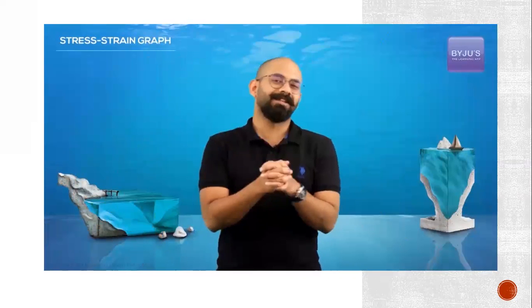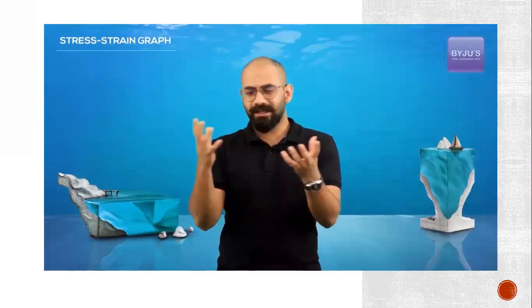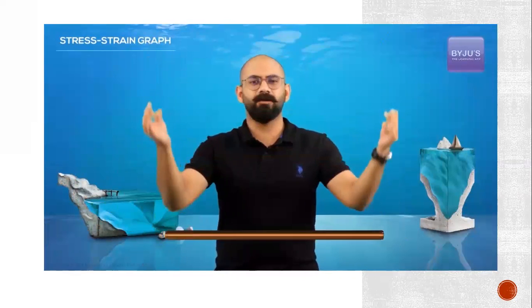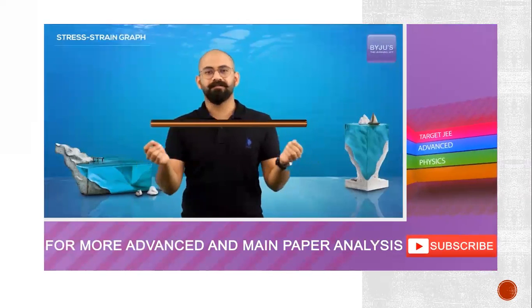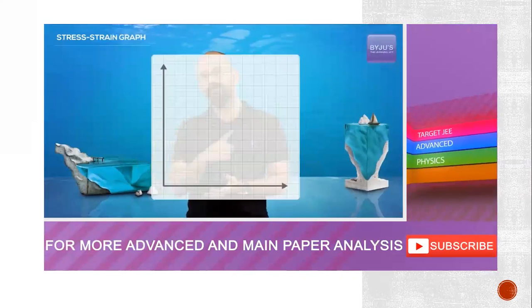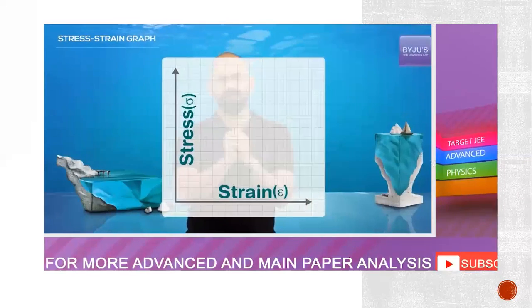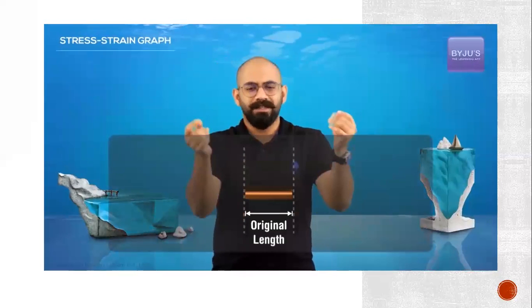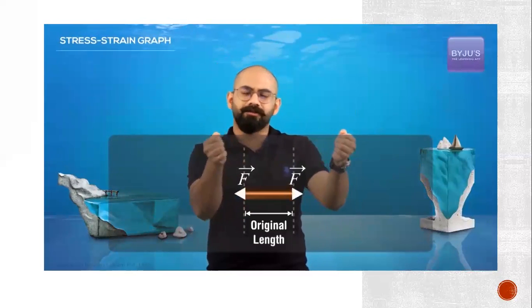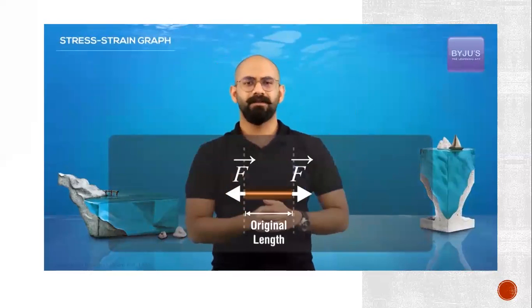To analyze this, let's do a simple exercise. Let's take a metallic wire like this, and plot the stress versus strain graph. So we'll apply a stress, observe the strain, and plot a graph with the stress on the y-axis and the strain on the x-axis. Okay, so let's do that. This is our normal length of the wire. The first thing I'm going to do is start applying a slow stress, slowly increasing the length.